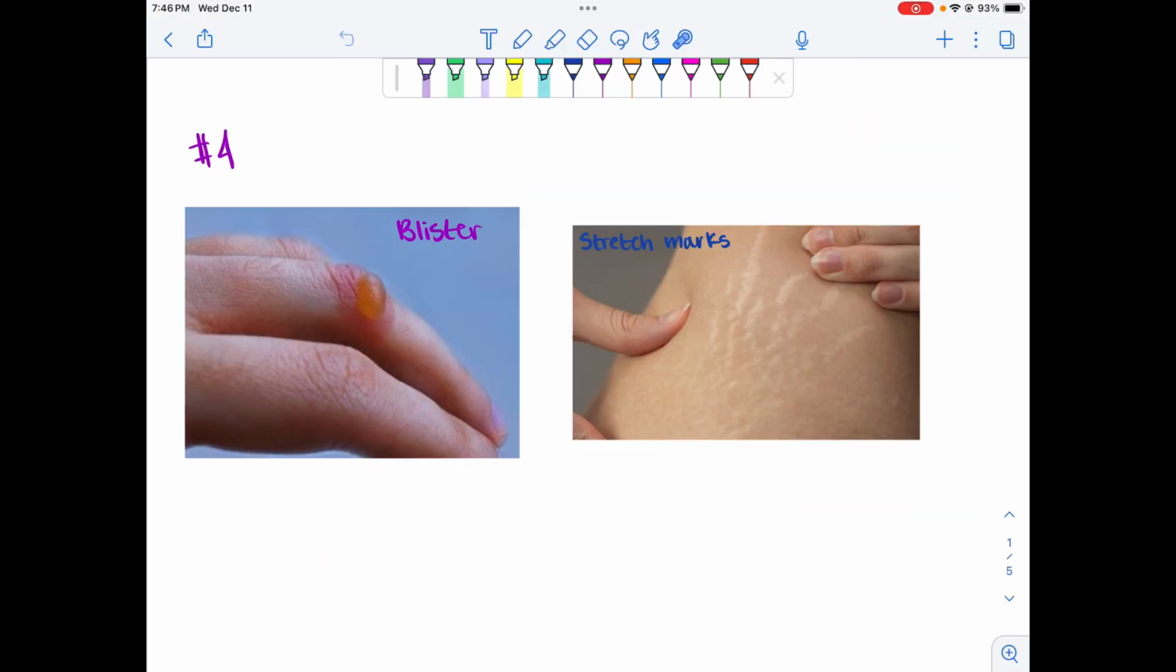Stretch marks are due to extreme stretching that causes dermal tears, causing the skin to tear on the inside, leading to stretch marks. Blisters are formed as a protective cushion from short-term trauma, like heat or friction, and they are fluid-filled pockets separating the epidermal and the dermal layers of the skin.